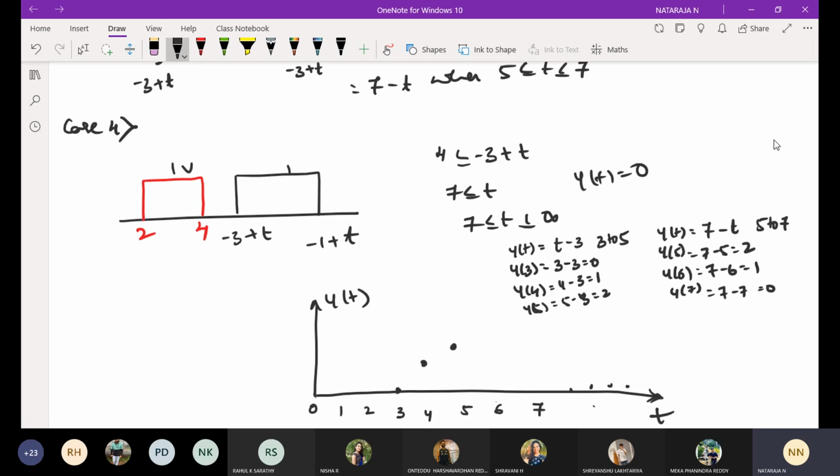Why? Because the overlap is over. At 5, again we got amplitude 2. At 6, we got amplitude 1. At 7, we got amplitude 0. Now, from 3 to 4, 4 to 5, 5 to 6, 6 to 7, you will get a signal like this. Now got it? Yes, sir. Thank you, sir.